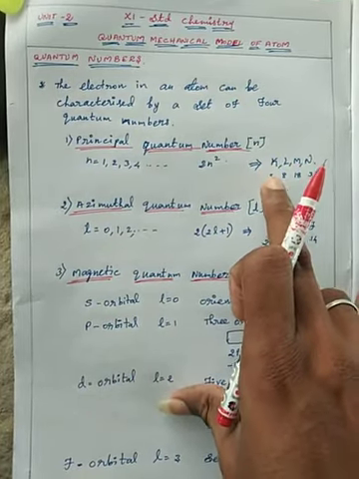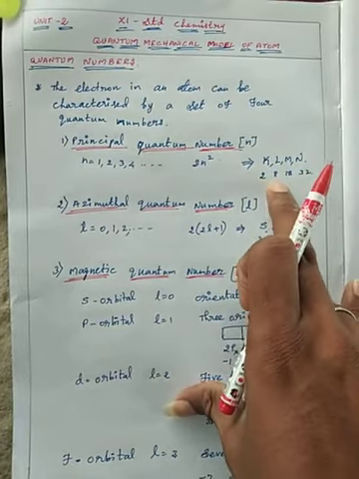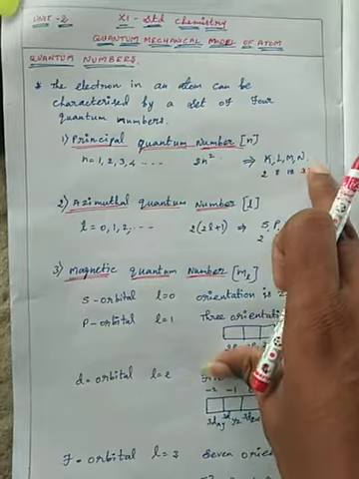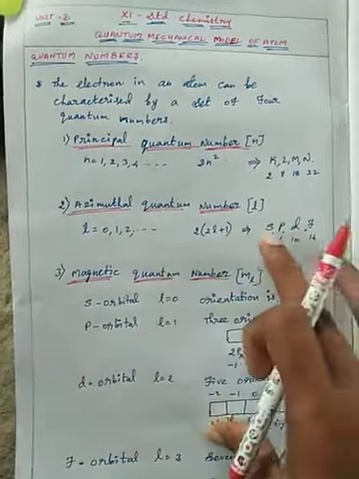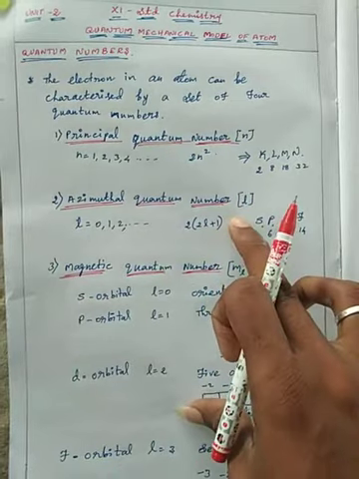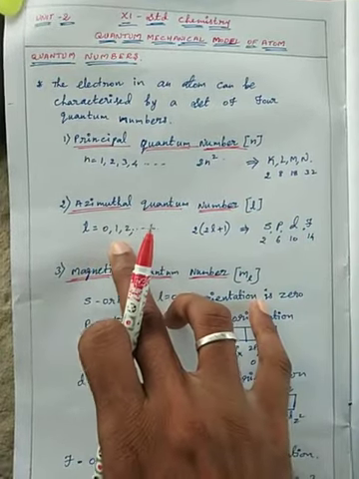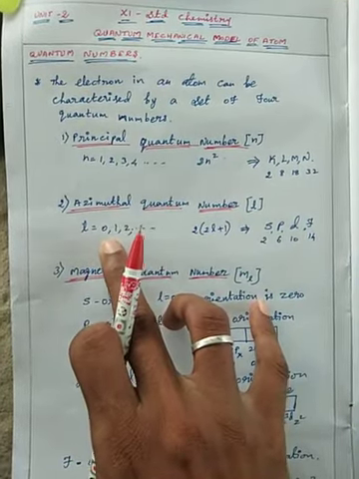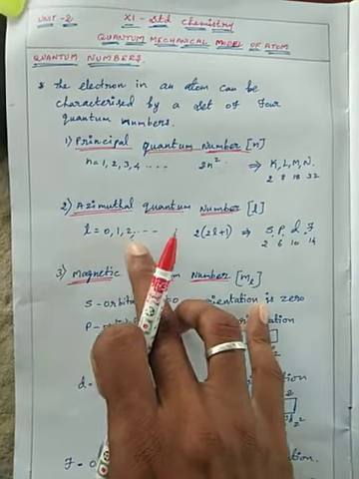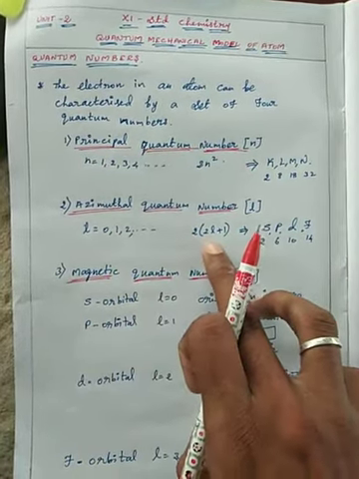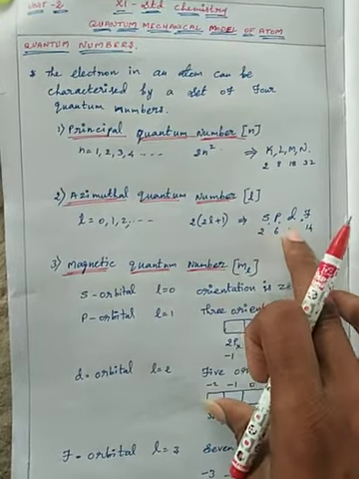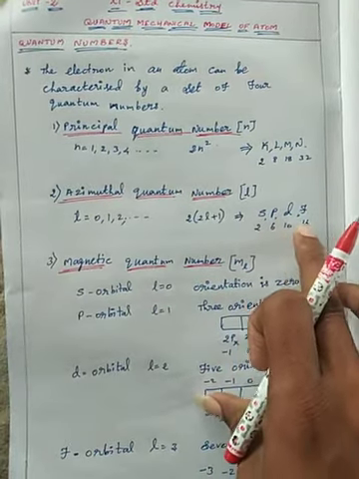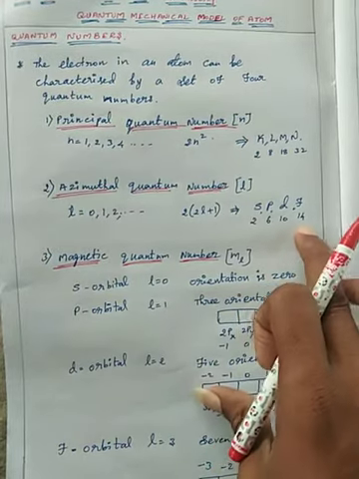Now, this is the principal quantum number. How many electrons does the K shell hold? 2 electrons. L shell 8 electrons, M shell 18 electrons, N shell 32 electrons. In the subshells, the s, p, d, f orbitals, the azimuthal quantum number l is 0, 1, 2, 3. The formula is 2 into (2l plus 1). So s orbital 2 electrons, p orbital 6 electrons, d orbital 10 electrons, f orbital 14 electrons.